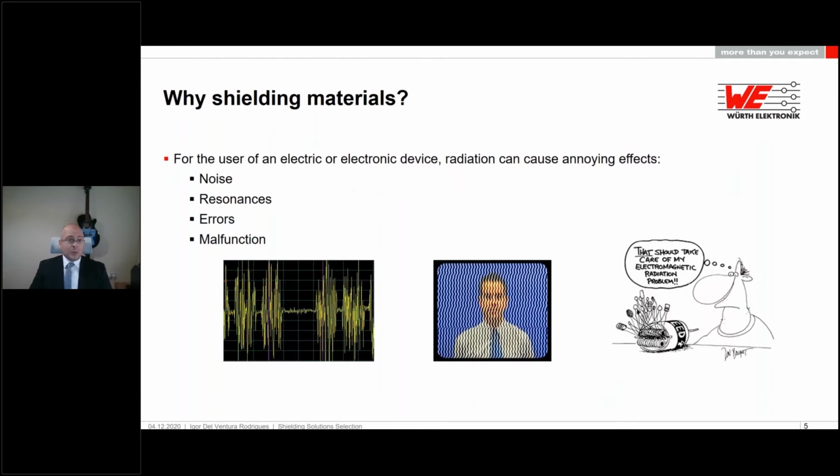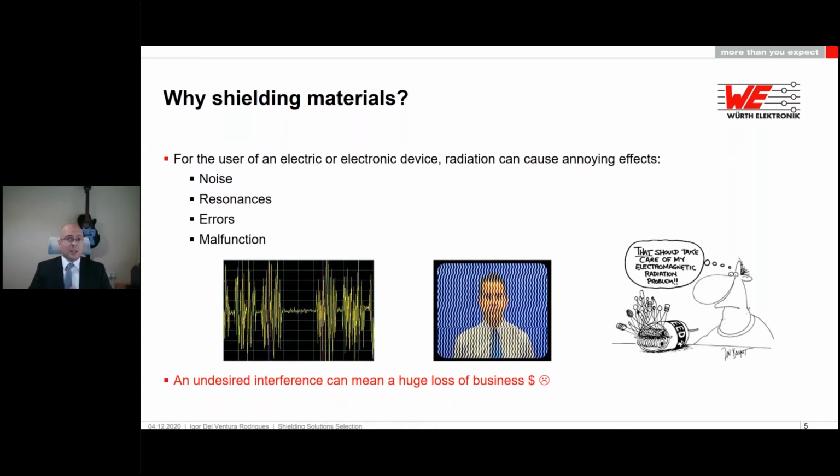So why do we utilize shielding materials? Well, as I mentioned, we have to fight against these nasty EMIs. Electromagnetic interference, the radiation, can cause many, many issues for us. Among these issues, we can even state noise, for example, that can be either audible or visible, resonances, errors, malfunctions, or perhaps the complete halt of your equipment. And this can be really, really serious because the consequences can be, depending on the application, catastrophic.